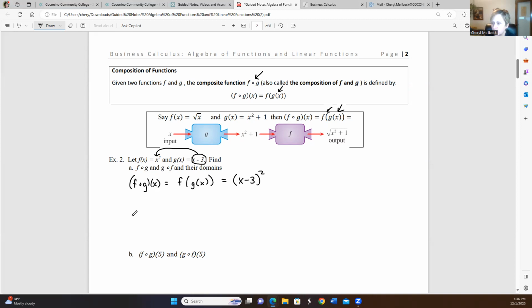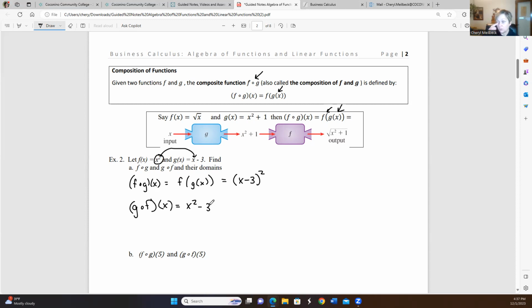If we do it in reverse, g of f of x, in this case, we want to put the f of x function into the g of x function. So this f of x function will go in wherever we see the x. So instead of being an x, it will now be an x squared minus 3.